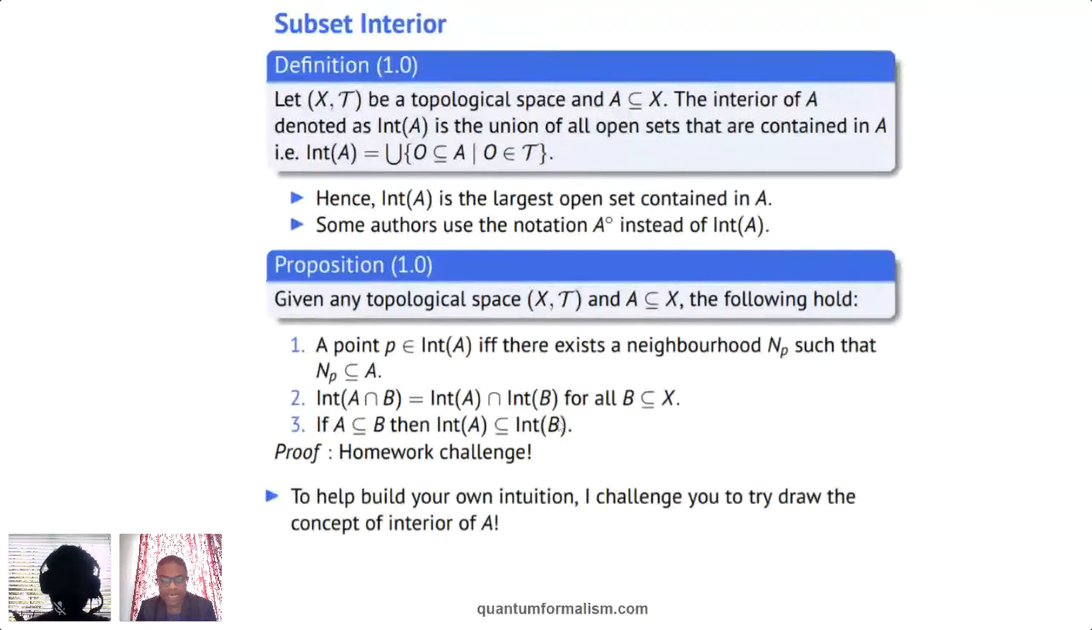Another thing I recommend is that it's helpful to start drawing things. Just look at the name, interior. Interior means inside, so try to draw this picture of the interior by yourself to give you some intuition.